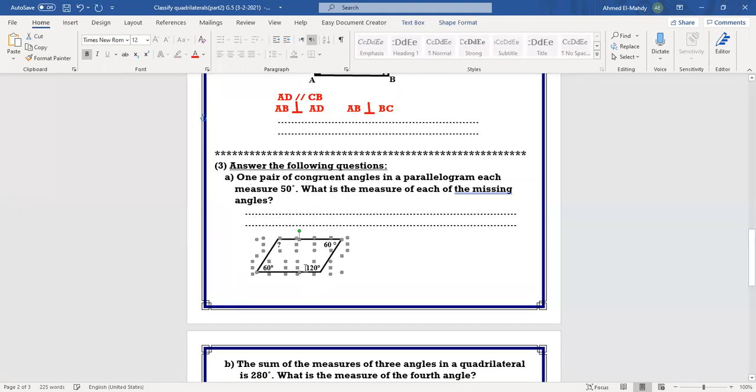Take care. In this parallelogram, we have two missing angles and we have two equal angles, each of them 50 degrees. You want to find the measure of each of the unknown angles. What will you do? We said, what is the sum of the four angles? 360. If we subtract 50 plus 50 from 360, we will find the sum of the two missing angles.